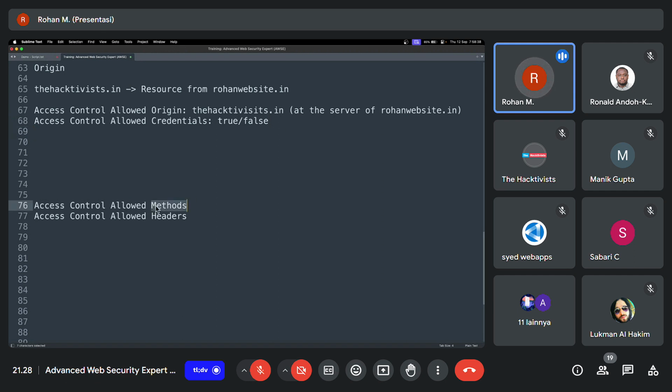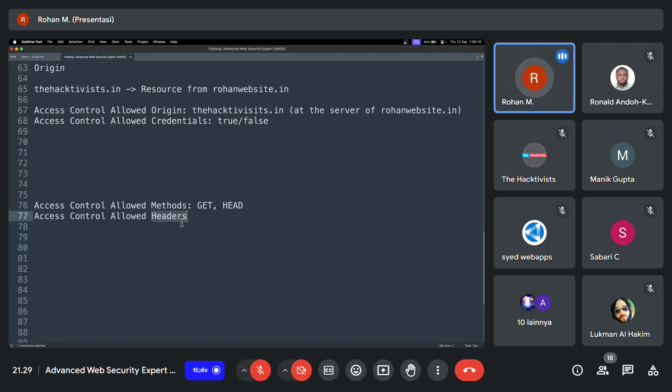Then the next term that you have here is methods. Methods here refers to HTTP methods: get, post, put, trace, delete, options. Which of the HTTP methods are allowed to initiate a cross-origin resource sharing request is mentioned here. Like here, it will mention get, head. So when it is mentioned like this, only those requests that are coming with HTTP method get or HTTP method head will be allowed to initiate a CORS request. Others will not be.